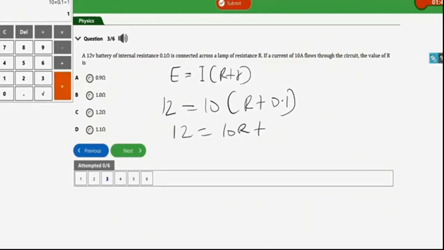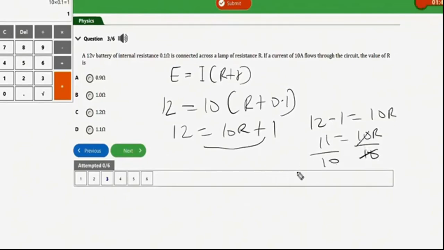Okay, so plus 1. Equal like terms, this 1 crosses over and changes to negative. So we're going to have 12 minus 1 equals 10R. We have 11 equals 10R, divide both sides by 10. So our R will be 11 divided by 10, which gives you 1.1 ohms. And that will be the answer to this question. Okay, so let's wipe this and solve the next repeated question.